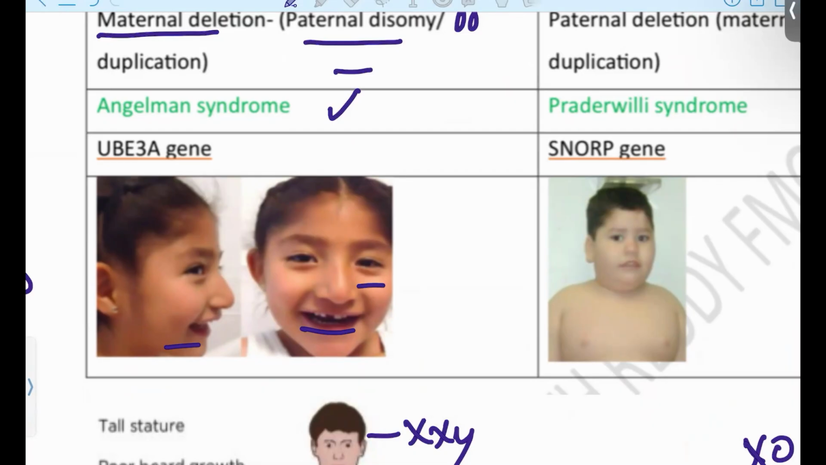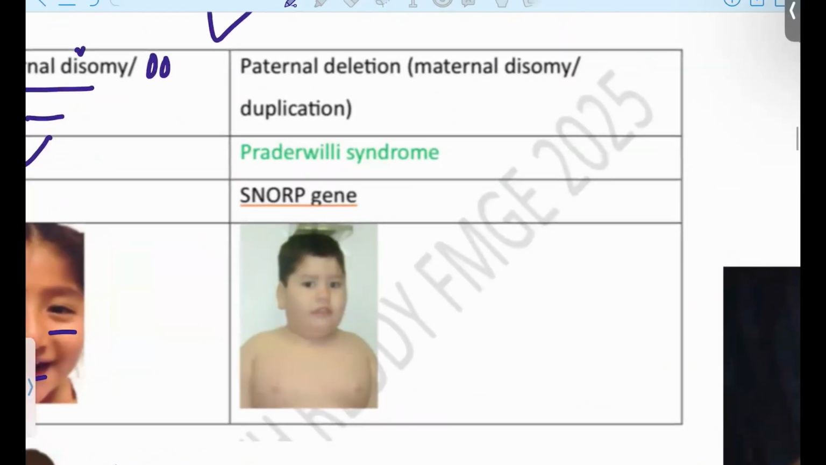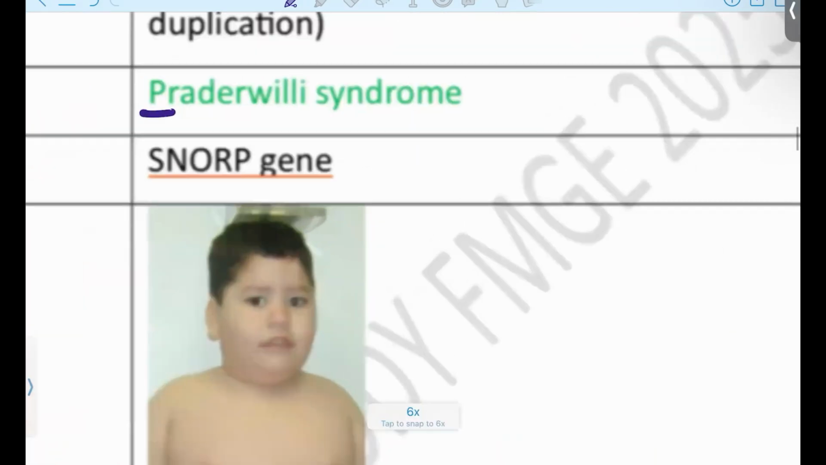The gene involved is UBE3A. So maternal deletion, Angelman. Okay, maternal for mother, A for Angelman or A for Amma. So like that you can remember this is due to maternal deletion. So paternal deletion, P for Prader-Willi, P for paternal. Prader-Willi disease. This patient will have obesity, mental retardation, and an SNRPN gene defect.